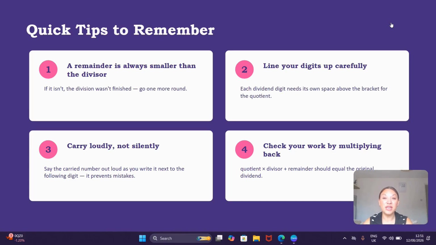And the next thing is we've got to line our digits up carefully. Make sure that they're all in the right place and the numbers go directly above. They're not mismatched or like this, which often happens. We've got to carry loudly, not silently. Say the carried number out loud when you write it, and that way you'll remember it and it'll stop you making mistakes. And then go back and check your work and do the multiplication again. All right, so always go back and check.